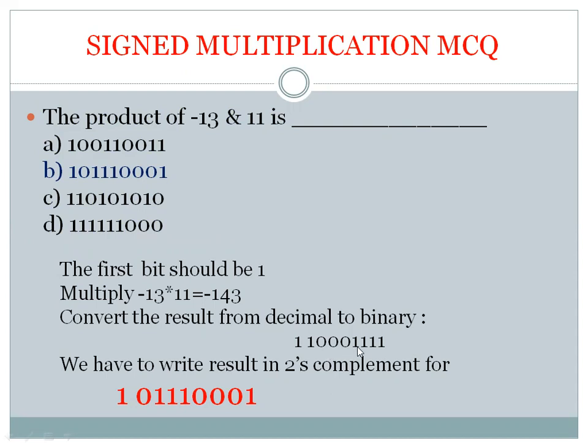The binary representation of 143 is 10001111. Now the 2's complement of 143 is 01110001. So this is nothing but the 2's complement. Just inserting the sign bit, we get the answer. So what about the answer here? The answer is option B, 101110001. This is the product of minus 13 and 11. So in this way, we can solve this problem.